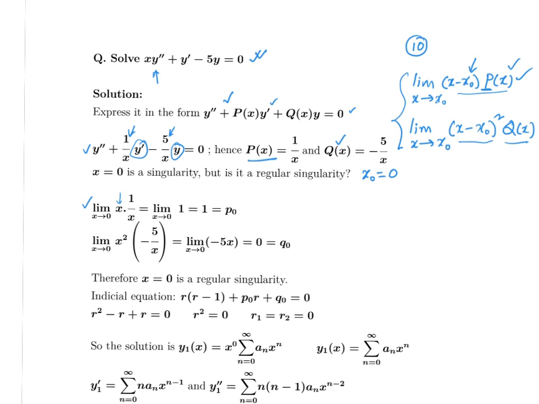All right, so we just take the limit of the first one, which is x minus x naught, but x naught is 0, so it becomes just x times p of x, and that is nothing but 1. Similarly, the limit as x approaches 0 of x squared times negative 5 over x. If you simplify it, you get q naught.